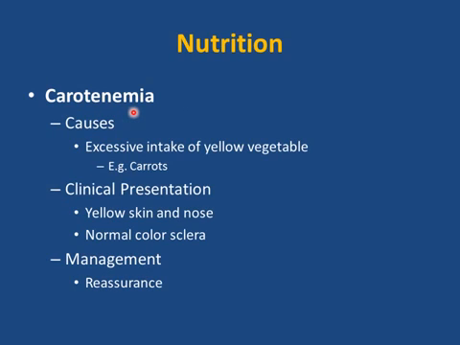Carotenemia. This is a simple condition that may present to you, so it's very important to know it. It is a benign condition because of excessive intake of yellow vegetables like carrots. In the clinical presentation, you will see yellow skin, especially around the nose, and the eye or the sclera is normal. The management is just reassuring the parents that it is not jaundice.